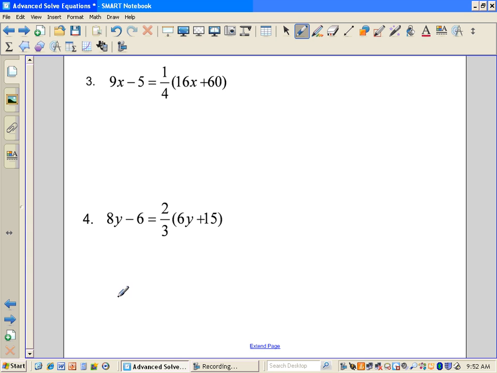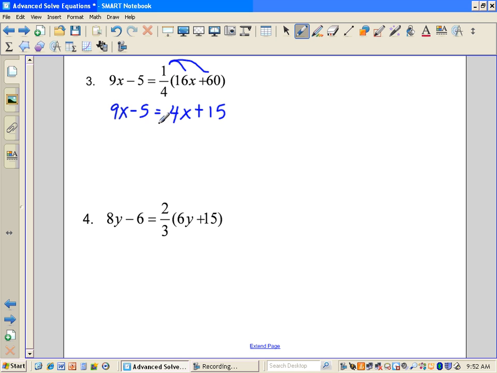So a little bit trickier because now we have fractions, distributive property, and variables on both sides. But I know you can do this. We're still going to distribute the 1/4 like this. I still have 9x subtract 5. 1/4 of 16 is 4x. 1/4 of 60 is 15, right? 60 divided by 4 is 15.